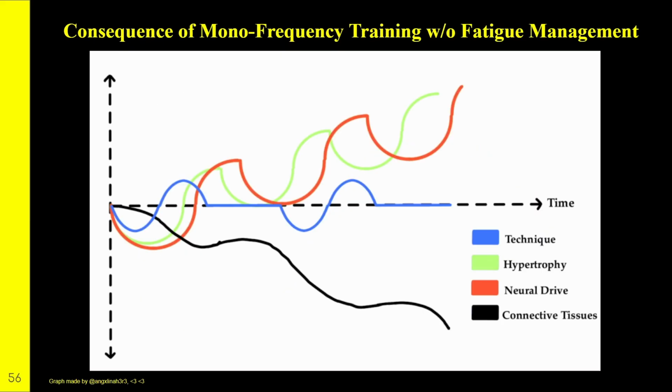So here's a graph showing the consequence of having a monofrequency training. In the blue, our technique SRA curve is generally going to stay relatively the same, and that is okay for that. And when we look at the green and the orange, our hypertrophy and neural drive, both of them have a positive slope, meaning they are improving. But when we look at the curve in black, the connective tissue, if we don't plan time for that connective tissue to recover, eventually we will have a decline in performance for stability and strength for our tendons and joints.